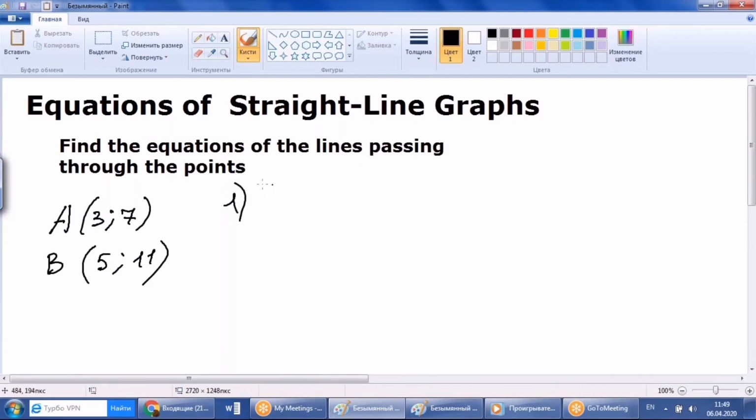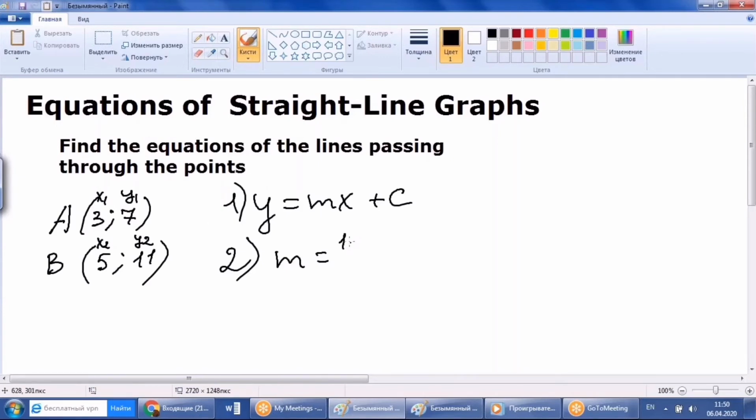The equation of a straight line is y equals mx plus c. Second step is we should find the gradient between our 2 points. So m is equal to, let's suppose that 3 is x1, 7 is y1, 5 is x2, 11 is y2. So y2 minus y1, 11 minus 7, divided by x2 minus x1, 5 minus 3. 11 minus 7 is 4, 5 minus 3 is 2, so the gradient is equal to 2.